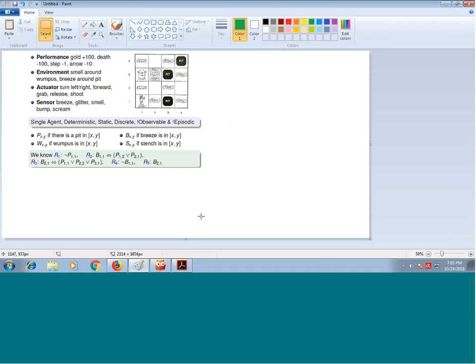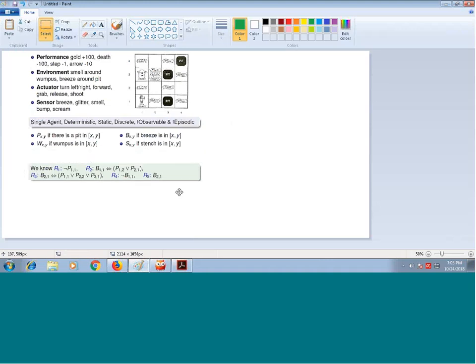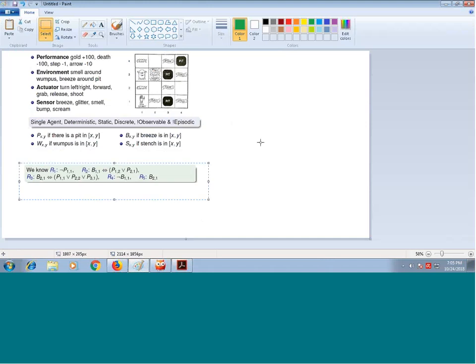So I want to tell you that these are the information that we have. What information do I have? One by one I'm going to write this. First is that PR11 means there is a pit in 11. So is there a pit in 11? No. So I say not a pit, P11.